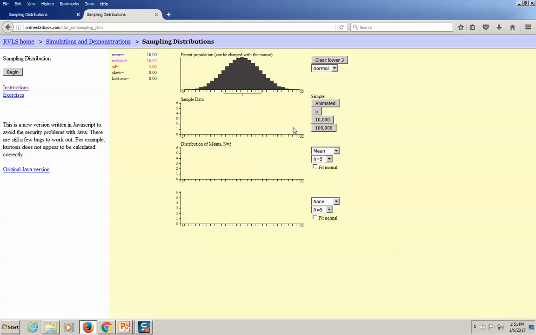Just like what we do with the proportions, we're going to take samples from this data. What we're doing here is animating: we're taking 5 numbers from this population, and then we're dropping the mean down here. We can do this multiple times, and every time we hit the button, we're drawing a random sample from the top and dropping the mean down in this new distribution.